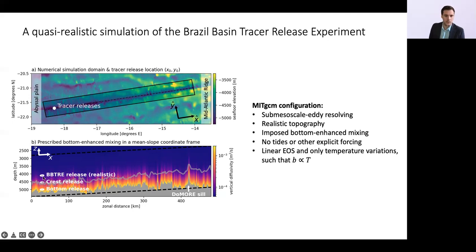And I'm going to do 3 of these tracer release experiments. So one is the realistic release. I'm not going to talk about it here, but it's in the paper. And then one right at the height of the canyon crest, which is this gray line here. And then one right at the bottom of the canyon, which is the results I'll show today. And then I just want to point out that there's no explicit tidal or other forcing, just this imposed mixing. And then also that I'm using this linear equation of state. And so buoyancy and temperature in this case are proportional. And I'm just going to talk about temperature here and ignore salinity. It doesn't vary.